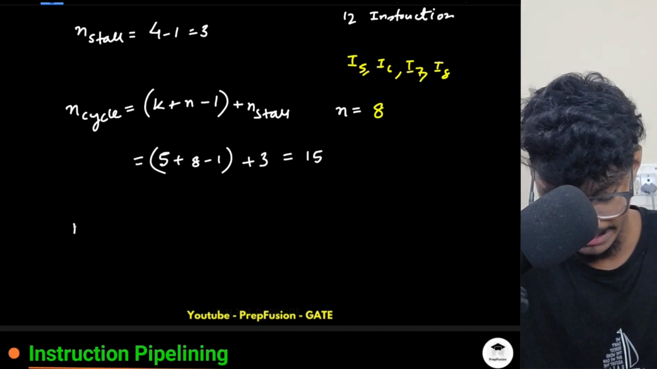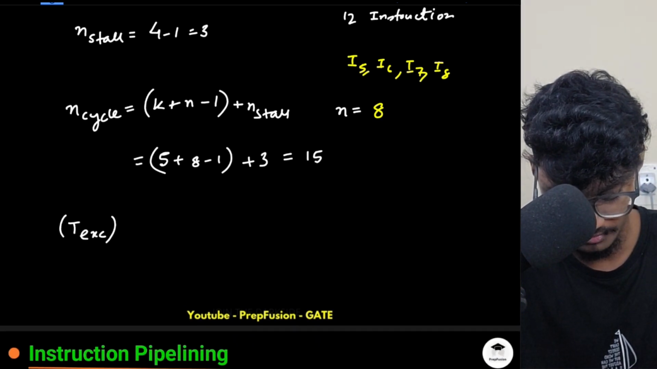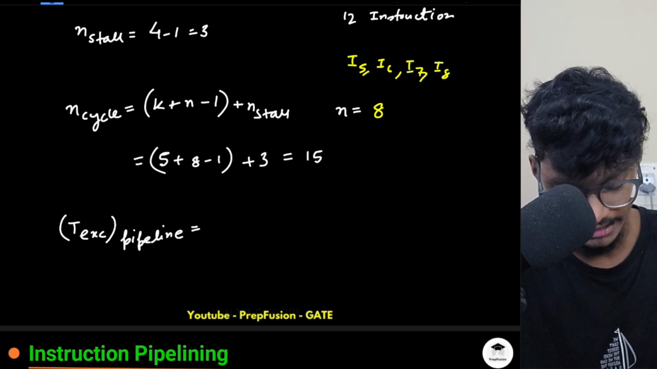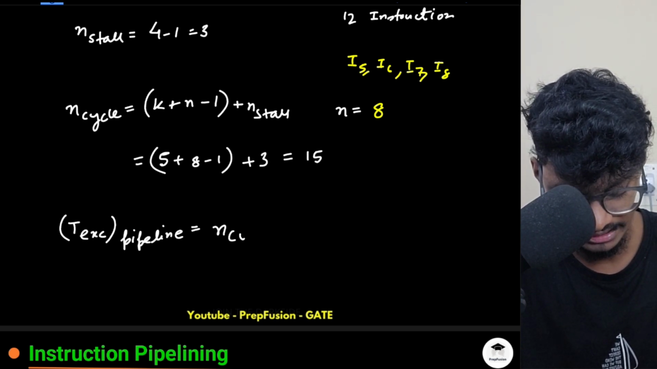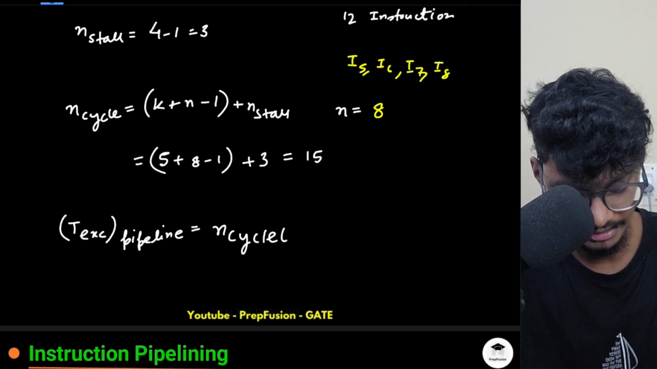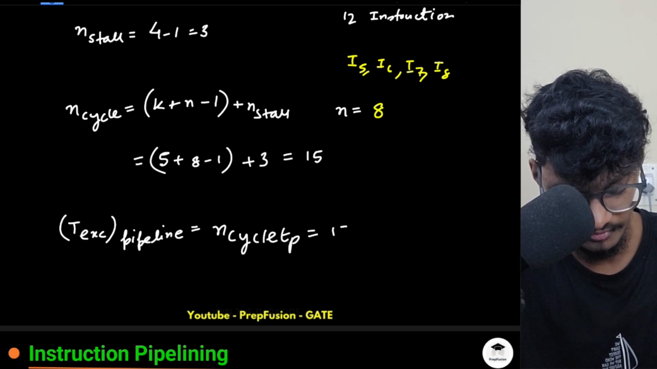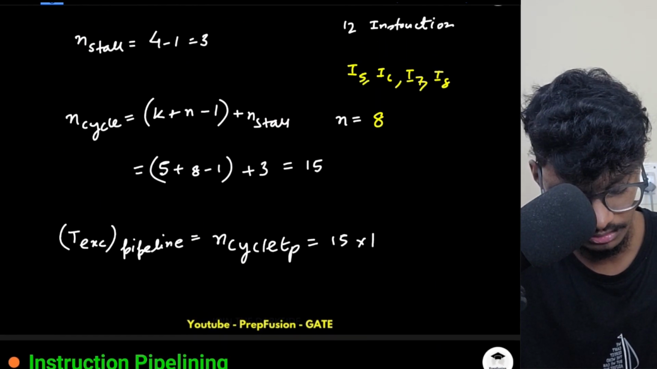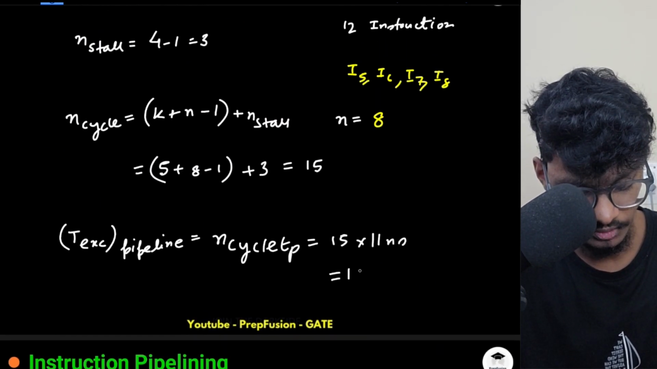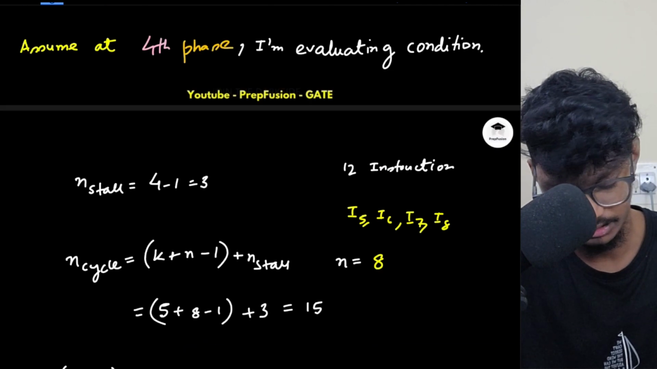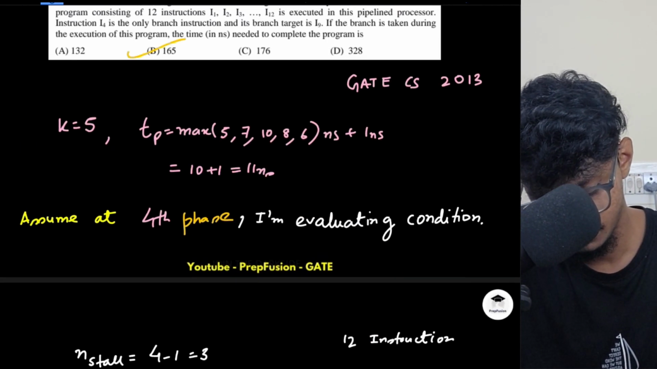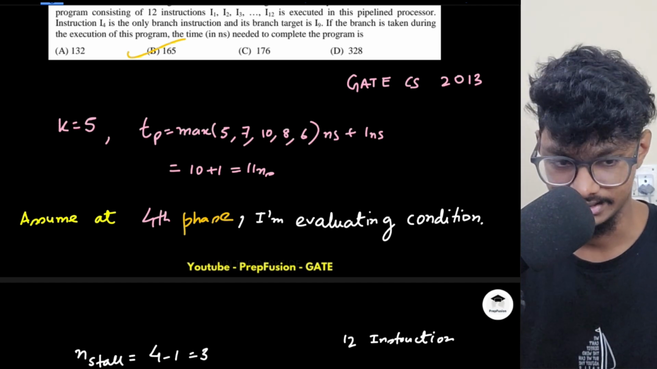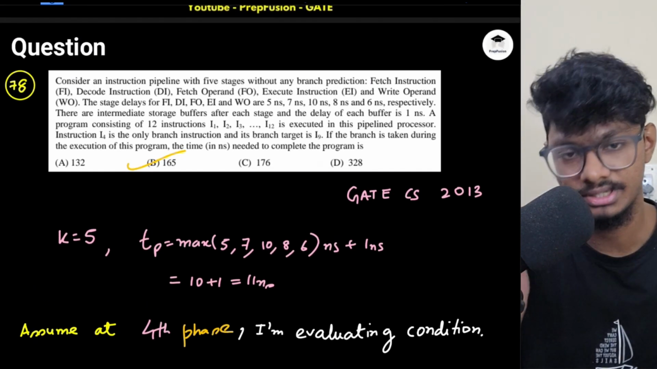Okay, now what will be the execution time of the pipeline system? The execution time of the pipeline system will be n cycle into the time taken by each cycle, that is TP. So it will be 15 into TP, which is 11 nanoseconds that we have just computed. So it will be 165 nanoseconds. So option B will be the answer. So these types of simple questions also come in the hazard side of instruction pipelining. Okay, this is a basic hazard question.